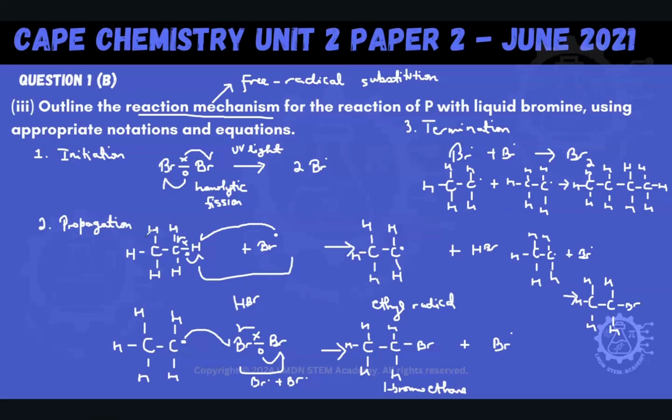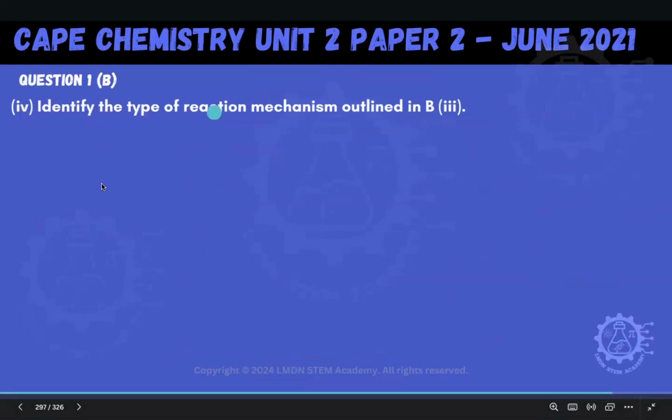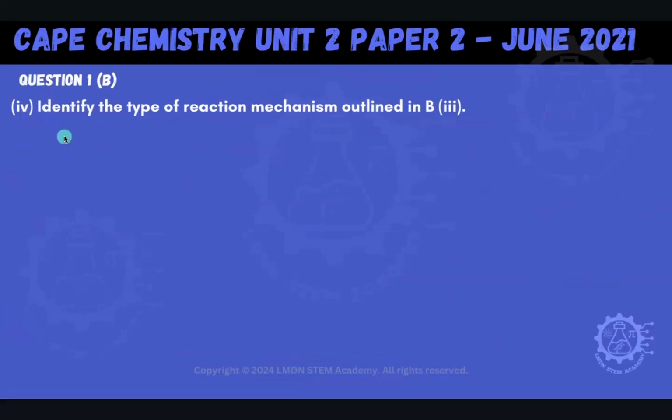Okay, and so with that, let's see what else there is. So that's the mechanism. That's all that you need to show: the initiation, the propagation, and the termination. And so let's see what else is being asked of us here. So let's just clear everything here. And then we're going to move on to the other part, which is part 4. And part 4 says we're supposed to identify the type of mechanism that we just outlined in B part 3. And we already know that that's a free radical substitution mechanism. Okay? And so with that, we have come to the end of this question.